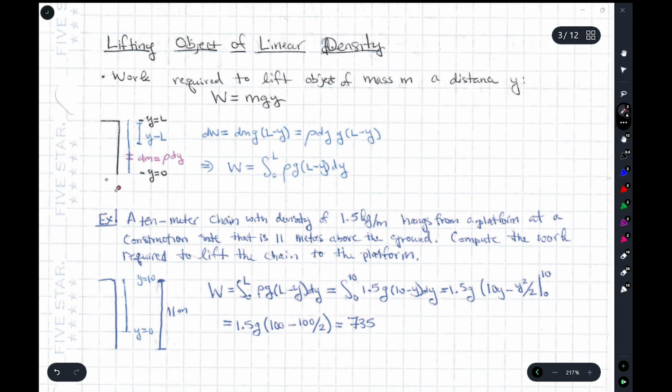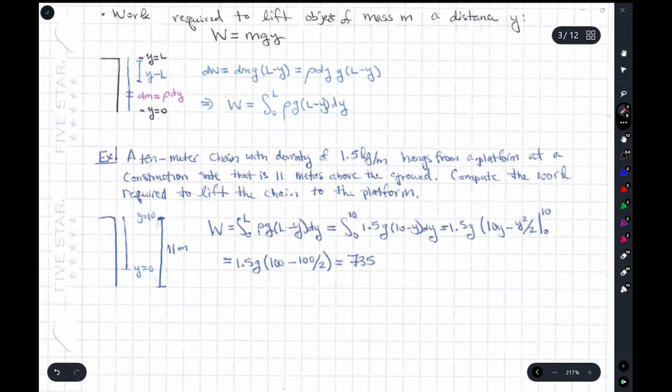It's already up there. And so that's why we have to do an integral, because we have to add infinitely many pieces that we're lifting up. And so dm is going to be rho dy, and so we get that formula there, and then we just integrate. We add all the works that we need to lift all the tiny pieces. And so we end up with this formula here. L is the length of the string. You can see here's y equals 0, and here's y equals L.